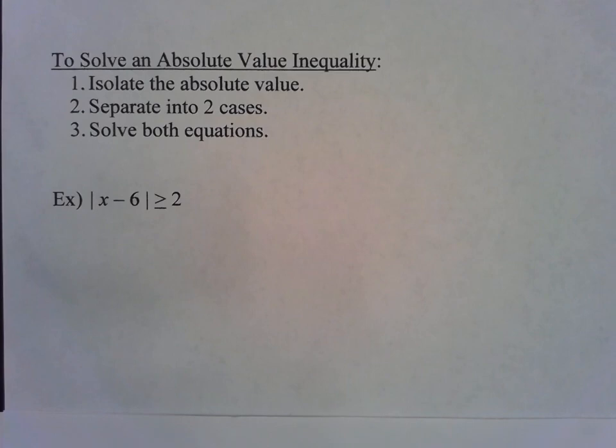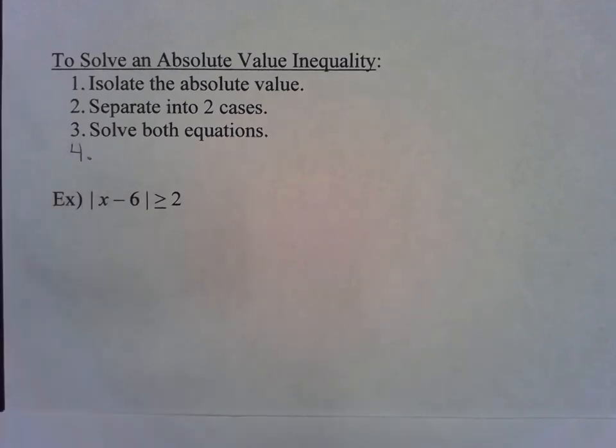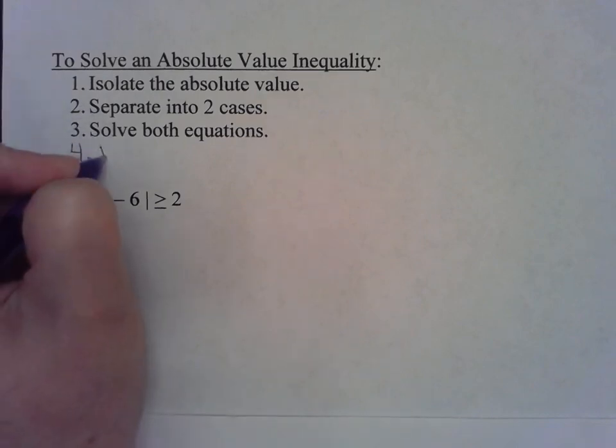Okay, so we're still going to isolate the absolute value. Then we're going to separate it into our two cases, remembering to flip the sign for the second one. We're going to solve both. Really, there should be a fourth step here. I'm going to add that in. We're going to write our solution using interval notation.